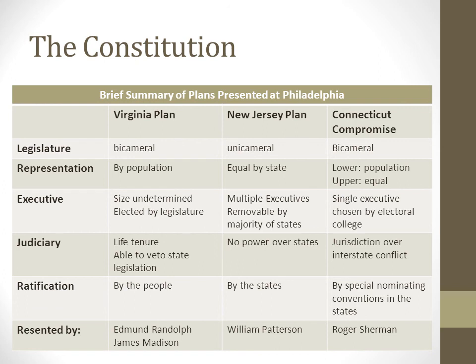In terms of representation, meaning who actually presented the plan, not the representation in the Senate or the House: from Virginia, we have 2 very important people, Edmund Randolph and James Madison. James Madison, of course, is probably the most famous of all these people. The New Jersey plan was presented by William Patterson, and the Connecticut Compromise was presented by Roger Sherman. And with that, we conclude this lecture.